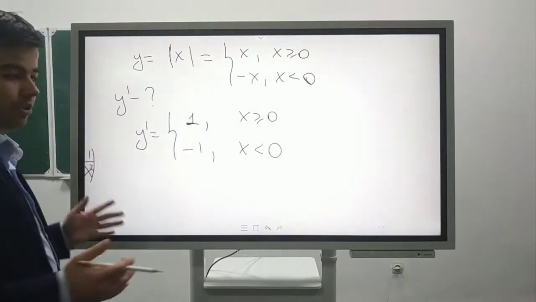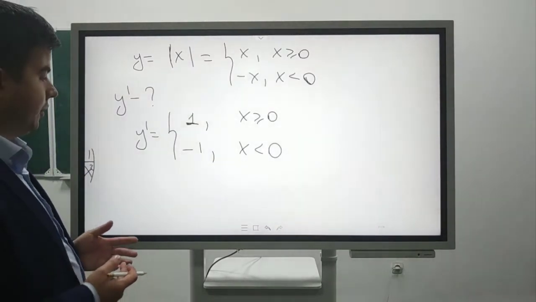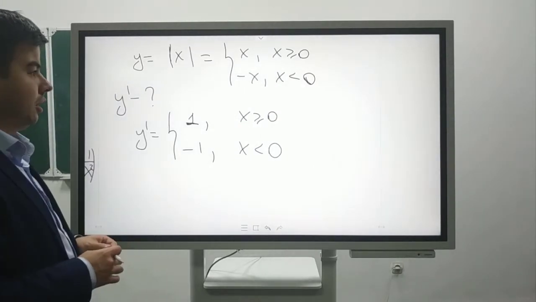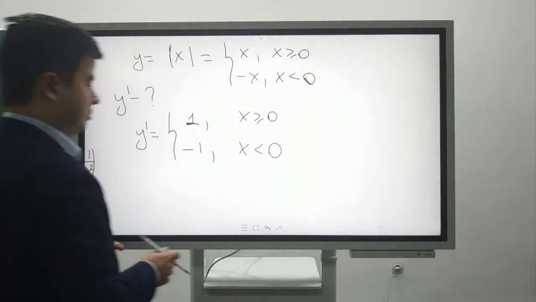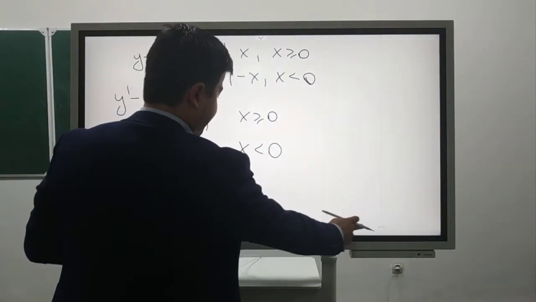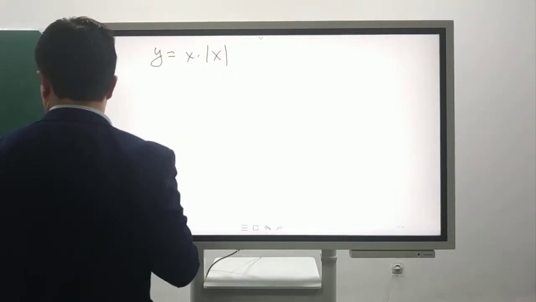If one-sided derivatives are not equal, then there does not exist a derivative of this function. It's not differentiable. And now, the next example. The next example is close to the previous one: x times absolute value of x.